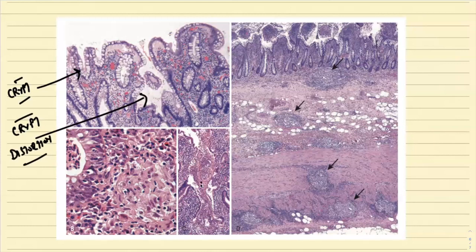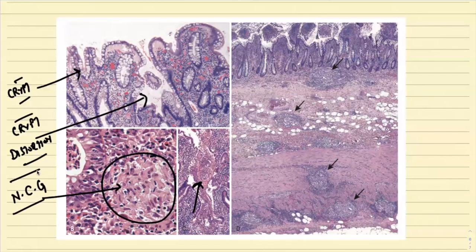Acha, tell me, what is this? What has happened over here? There is a deep knife-like ulceration that has taken place. See, there is no epithelial lining over there. And what is this? Yes, granuloma. Very good. This is a non-caseating granuloma characterizing Crohn's disease.